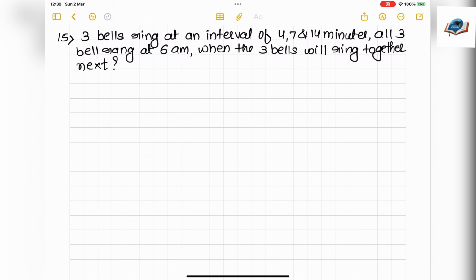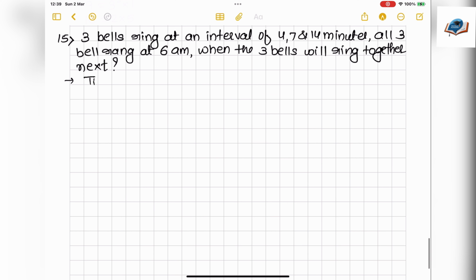Next question says 3 bells ring at an interval of 4, 7 and 14 minutes. All 3 bells rang at 6 a.m. When the 3 bells will ring together next. So see, here together is given. That means time when bells ring together next will be equal to LCM of 3. So that is 4 minutes, 7 minutes and 14 minutes.